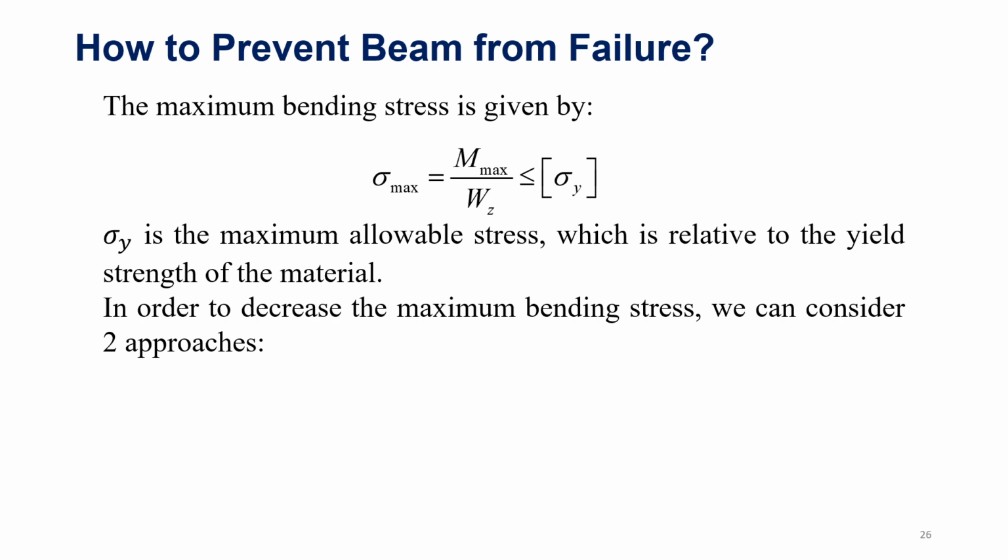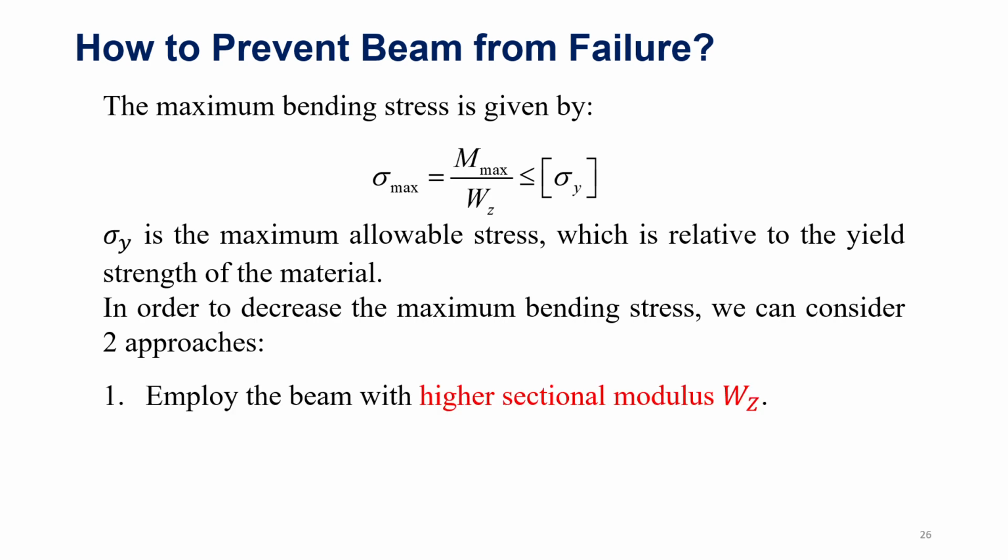In order to decrease the maximum bending stress, we can consider the following two approaches. The first, according to the equation, we can employ a beam with a higher sectional modulus, Wz. Another way is to decrease the maximum moment M max by the overall structural design.